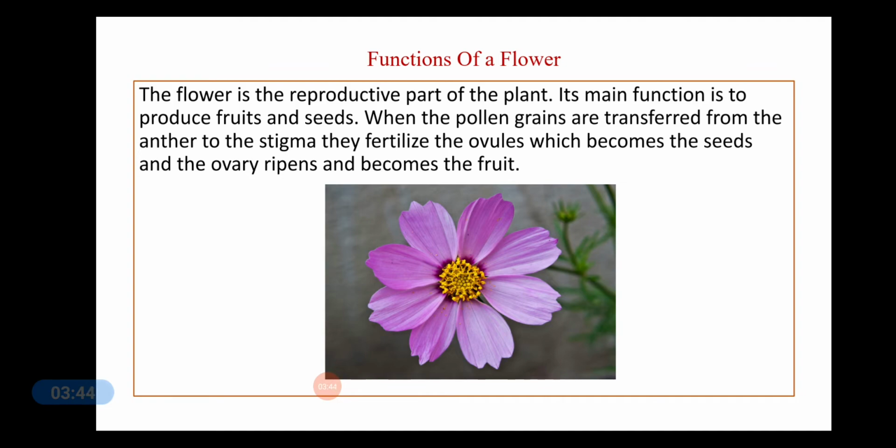Along with this fragrance, you will find nectar, which is a sweet liquid present at the bottom or the base of the petals. Now insects come near these flowers to take the pollen grains as well as the sweet nectar. So when these pollen grains get transferred from the anther of the flower to the stigma, they fertilize the ovules and these ovules become the seeds. As such, the ovary ripens and then becomes the fruit. So as you can see, the function of the flower is to produce fruits and seeds.